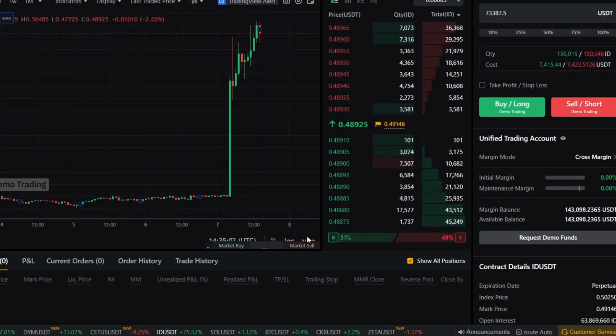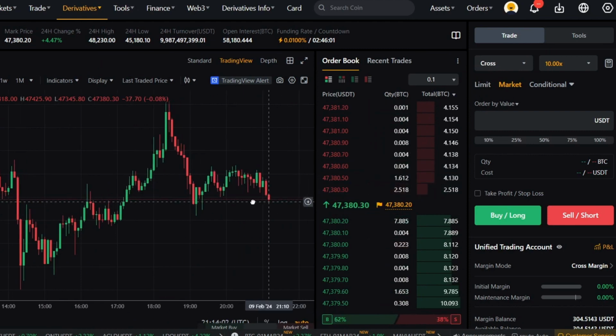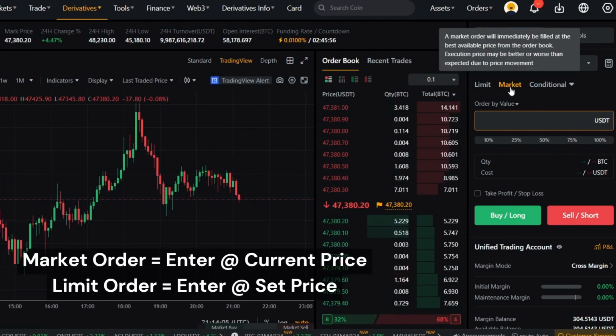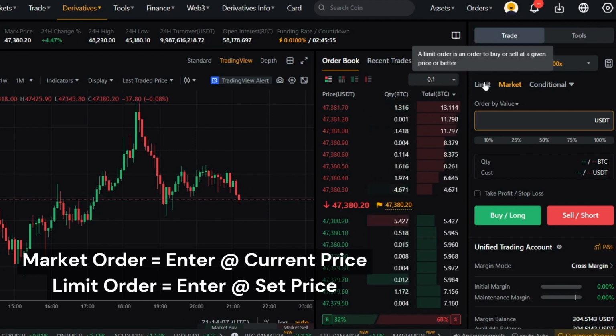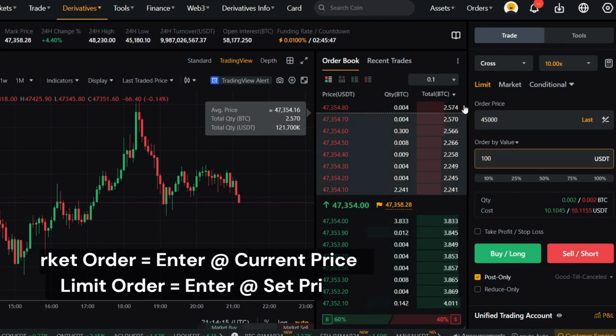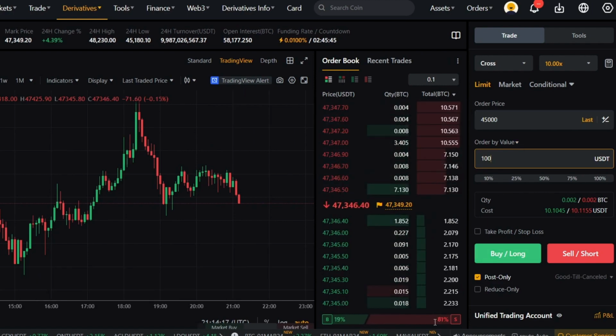There are two types of orders you can place: market orders and limit orders. With the market order, you will long or short at the current market price. With the limit order, you will long or short at a price you decide. For example, I can put a limit order at Bitcoin's price of 45,000, and the order will be filled only when the price reaches 45,000.